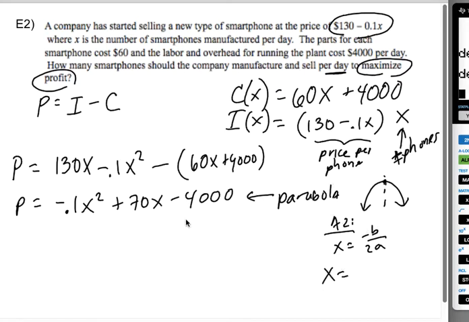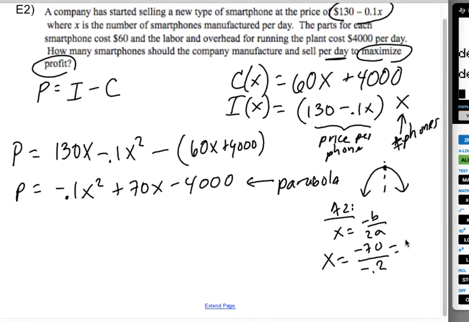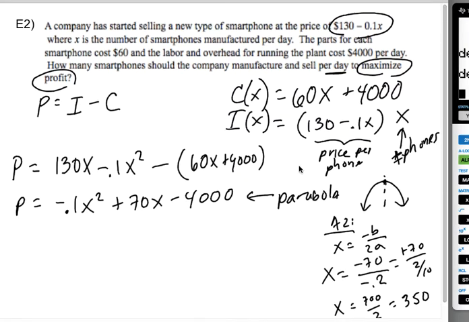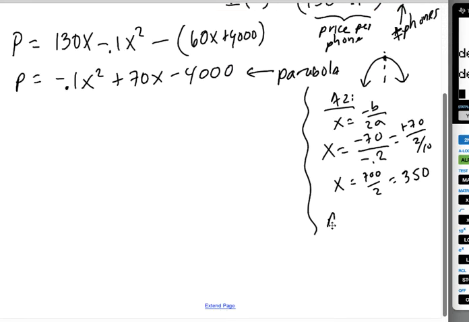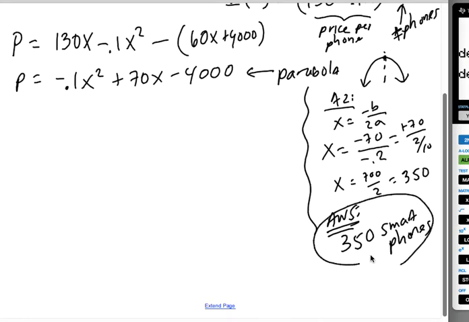If you do this, negative b would be a negative 70, and 2a would be a negative 0.2. So if you have a calculator, great. If you don't have a calculator, you have to do a little bit of heavy lifting. So this is a negative 70 over, if you want to make it a 2, well, I'm just going to do positive 70 over positive 2/10. So this ends up being 700 divided by 2, which ends up giving you 350. So the answer is apparently they should make 350 smartphones. So if you chose to use Algebra 2 to figure this out, the answer is 350 smartphones. Great. Nobody thinks that's cheating, it's fine.